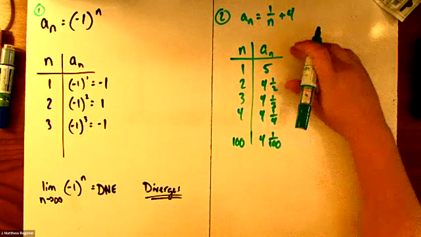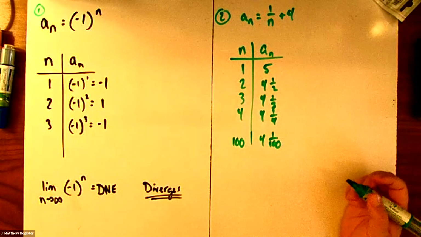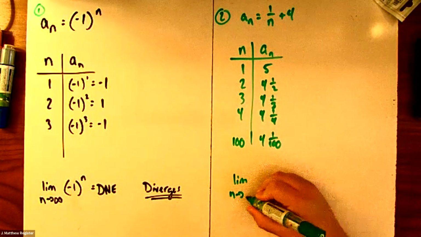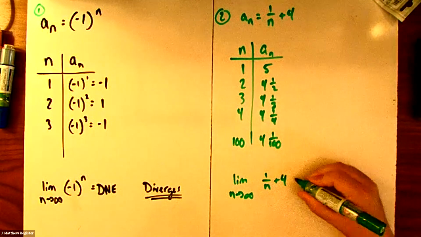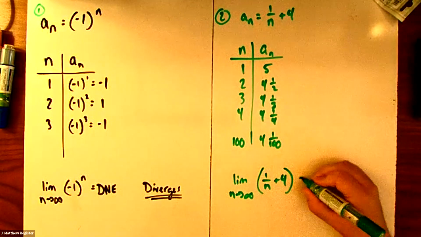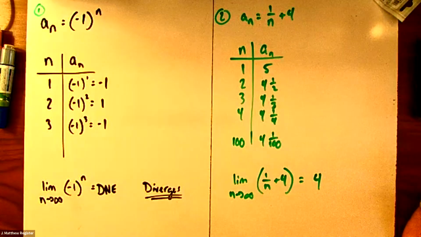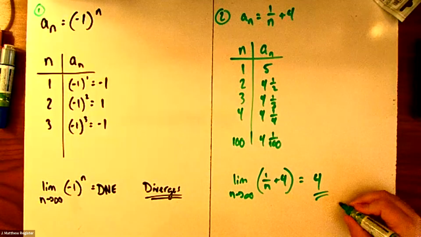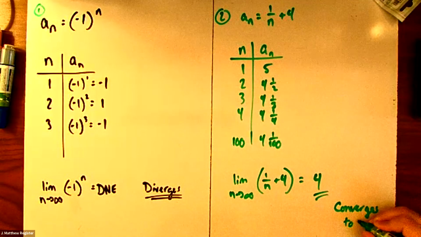And so the question is, is this sequence going to be approaching a single number? And in this case, it is. The limit as n goes to infinity of 1 over n plus 4 is going to be equal to 4. That's our answer. In this case, it converges to 4.